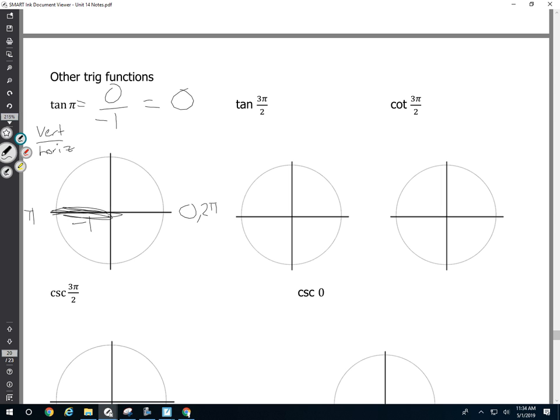What's the tangent of 3 pi over 2? Tangent, opposite over adjacent. Opposite is always the vertical distance. Adjacent is always the horizontal distance. 3 pi over 2, down. Vertical, -1. Horizontal, 0. I go down 1 from the origin. I do not go to the left or to the right at all. So, undefined. I'm not allowed to divide by 0.